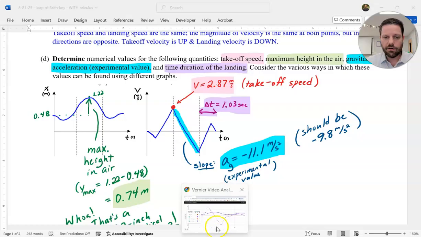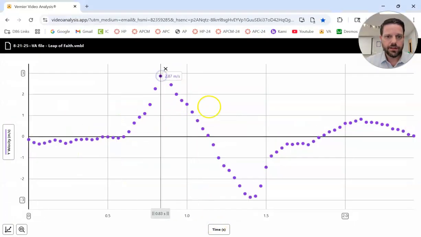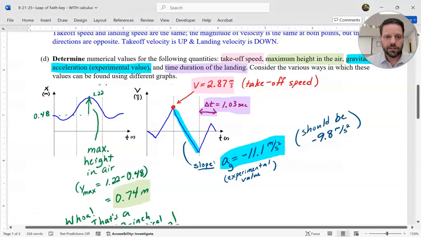If I jump over to our graph, then I'm going to look at just the y value up here, and I got 2.87. That's the speed he had at takeoff. The maximum height in the air.